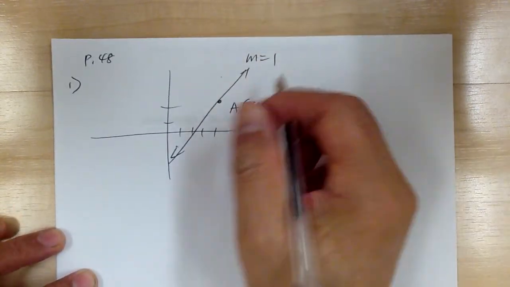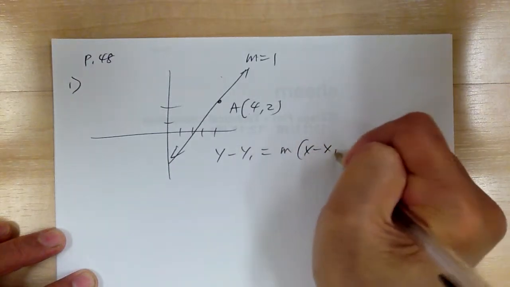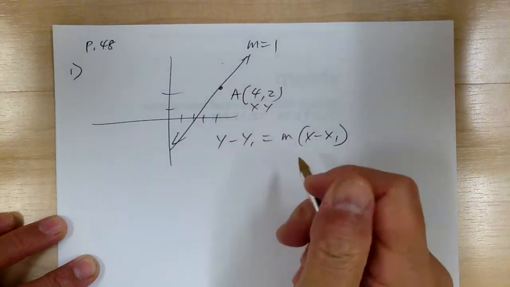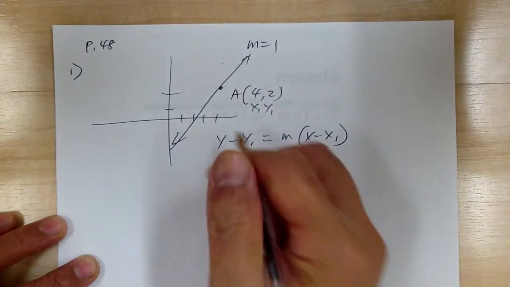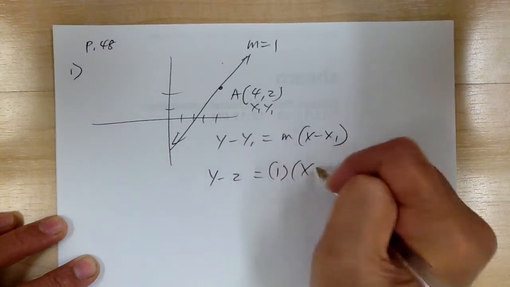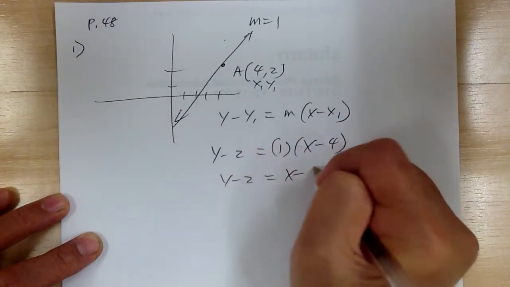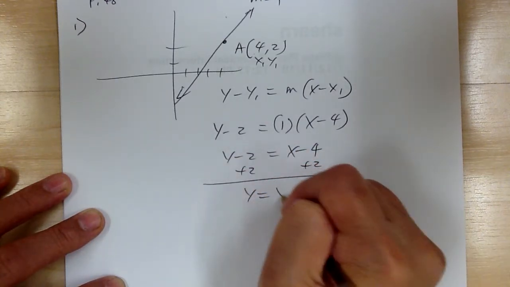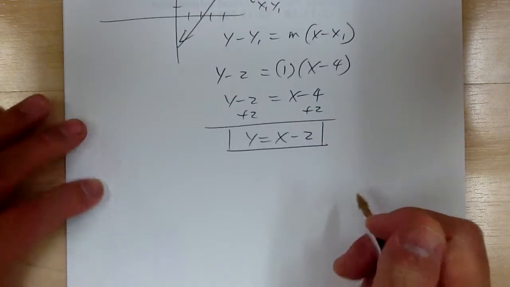So you've got a point and slope, so use point slope form. Substitute all the information in for x and y. Well, this is the first point, so it'll be x1, y1. So you're going to get y minus 2 equal to 1 times x minus 4. So y minus 2 equal to x minus 4, plus 2 on both sides. So you get y equal to x minus 2. Okay, so that's your slope intercept form.